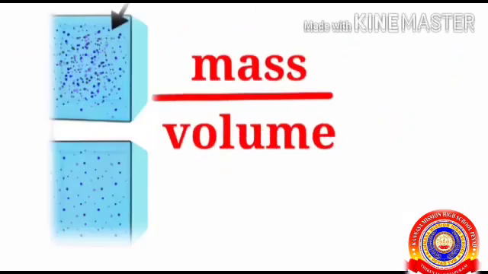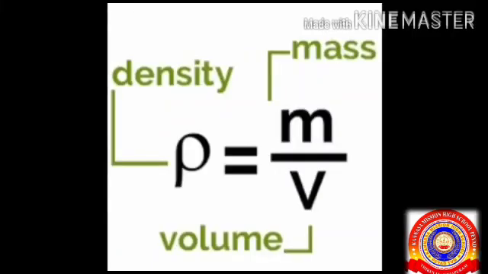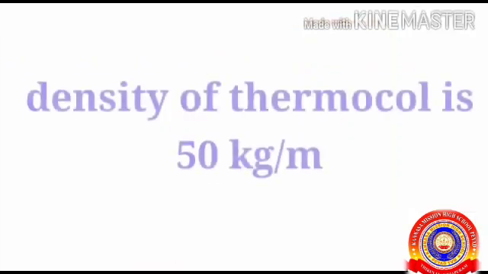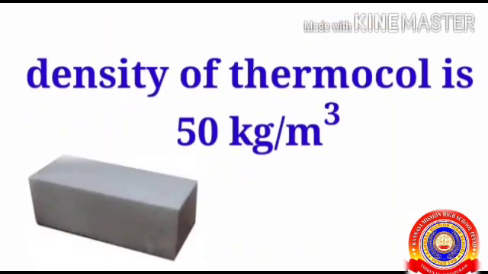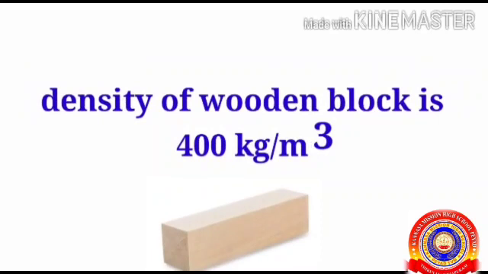This mass per volume is density. That is, density equals mass divided by volume. And its unit is kilogram per meter cube. That is, the density of thermocol is 50 kg per meter cube. And the density of the wooden block is 400 kg per meter cube.